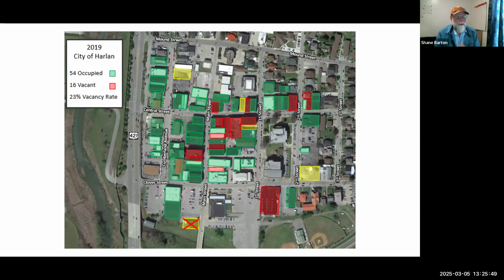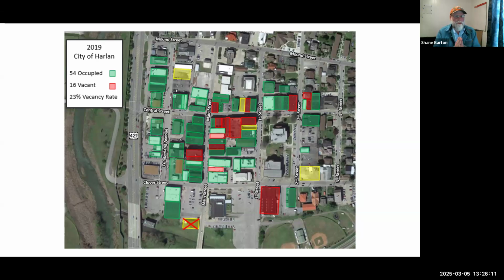But what the visualization showed was that the concentration on one particular block, as you come into downtown, as you're headed to the courthouse where many people travel, nearly that entire block was abandoned, creating the perception for those visitors and residents that the entire town was vacant.